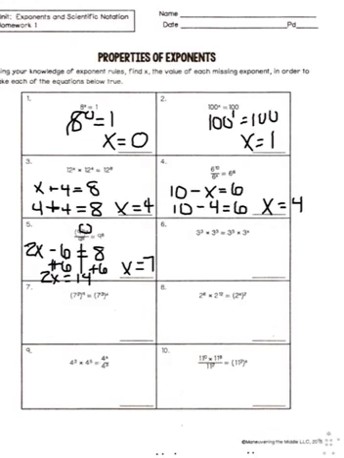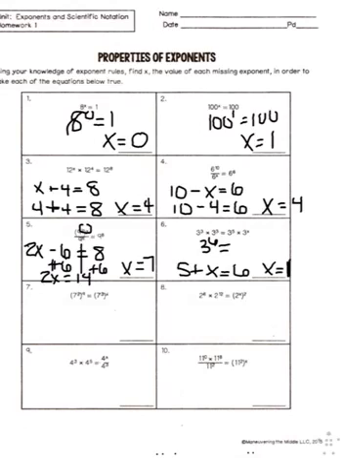Number 6, 3 to the 3rd times 3 to the 3rd equals 3 to the 5th times 3 to the x. So again, we are multiplying, so we add our exponents, so that would be 3 plus 3, which is 6, so 3 to the 6th. So for the other part, we have an exponent of 5, so 5 plus what is going to give us 6? The only answer it can be is 1. 5 plus 1 gives us 6.